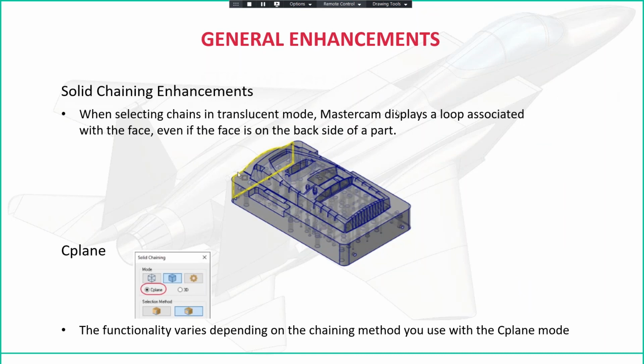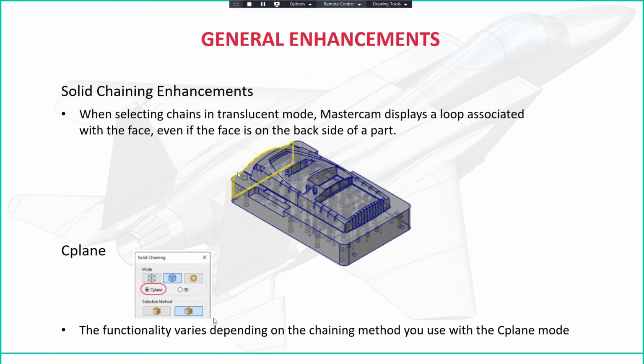Some solid chaining enhancements here. They've improved the loop selection. So you can see here we're grabbing the loop from the back end of this part. It highlights really nicely so you can see exactly what you're selecting. And it's not just from the back of the part. If you hover over the top here and try to grab this loop, it highlights much better than it would in previous revisions, so you know exactly what you're selecting.